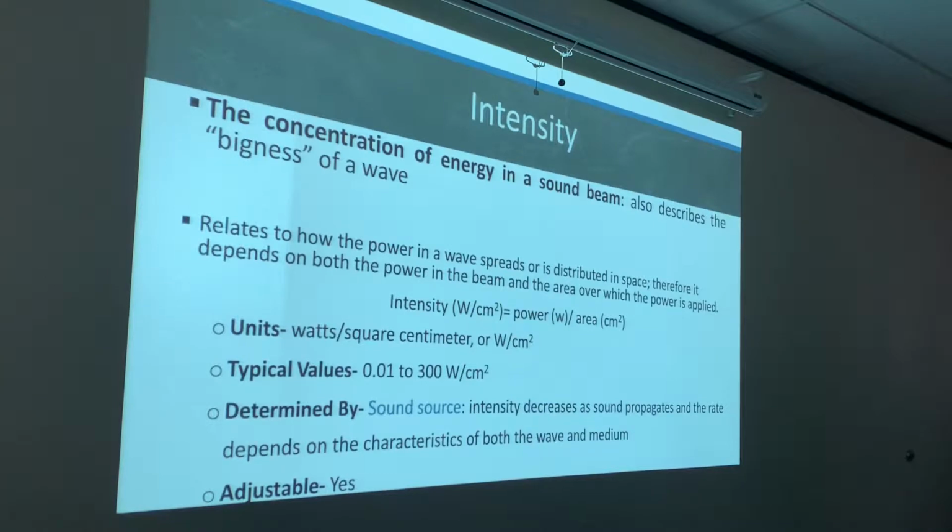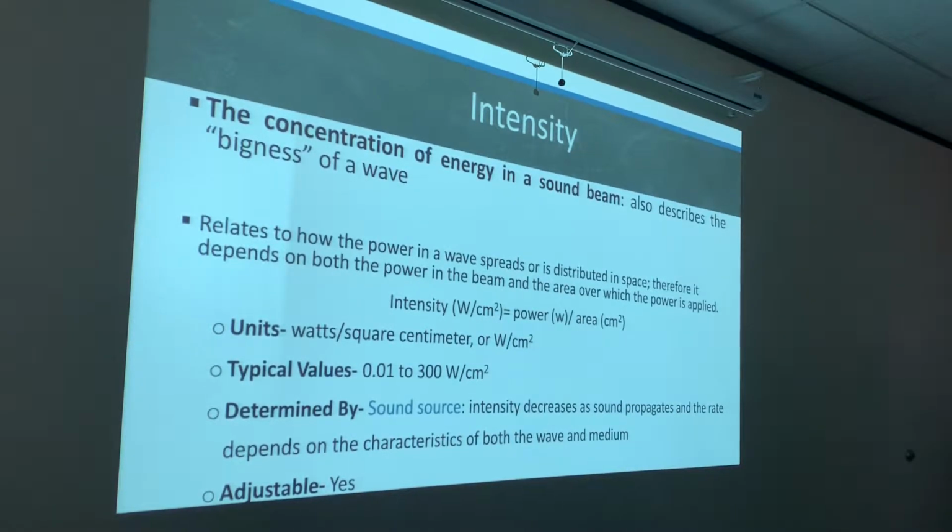Again, like I said, intensity is also determined by the sound source, meaning that the manufacturer determines the intensity when they're building the machine and the transducer, how much that output power is going to be to the patient. So nothing we can do about that. And this intensity is also adjustable when we change the acoustic power.